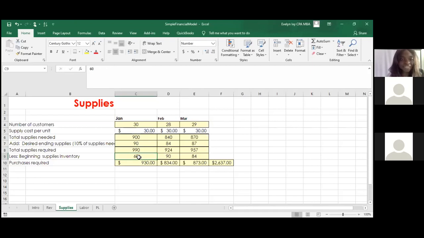If you already have 60, if you already have some supplies in stock, you have to subtract that. What you need to buy is the difference between what you need and what you already have in stock. This is another place where I see problems, because a lot of business owners are really bad at keeping inventory of what they actually have. Because they don't know what they have, they always overspend.